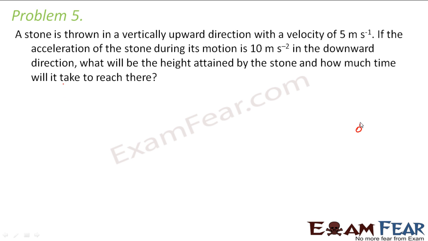In this case, there is a stone which is thrown upward. First when the stone is thrown upward, it reaches a maximum height and then falls back towards the ground. So what happens in this case? Initially, the velocity with which it is thrown is 5 meter per second, right?